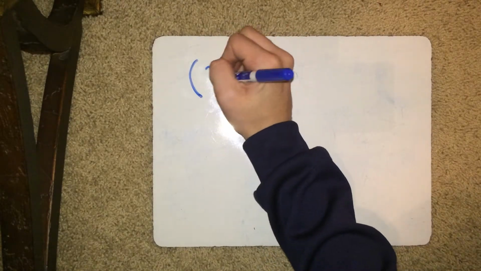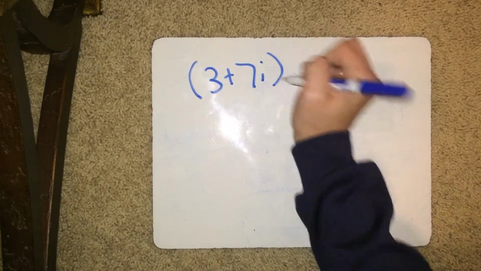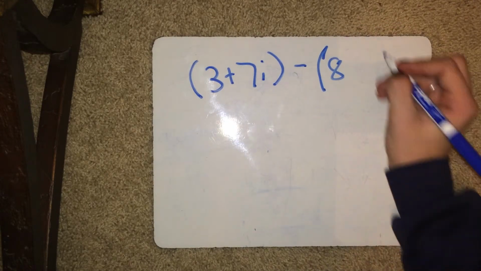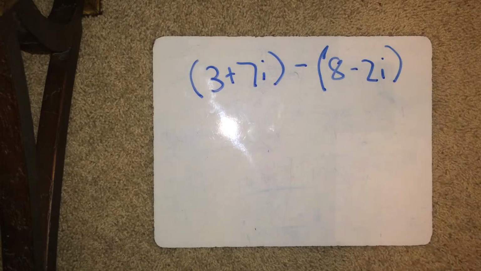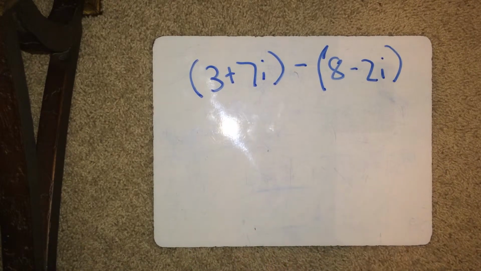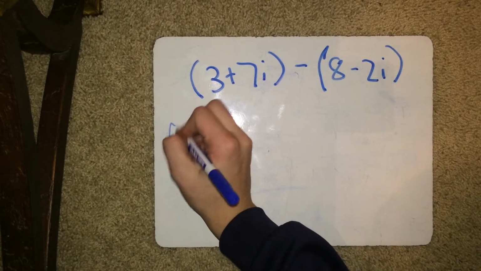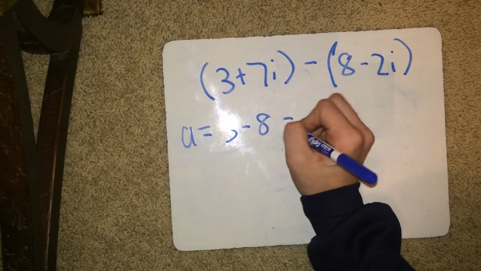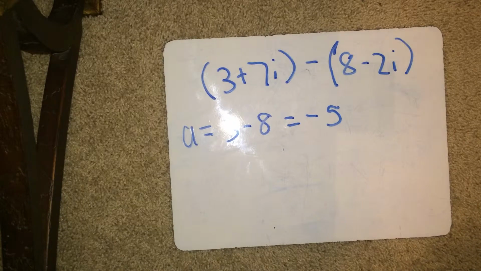Now with a subtraction problem, we're finding the differences of complex numbers. It's the same, but it's just going to be subtraction. So with this problem, 3 plus 7i minus 8 minus 2i. Again, we're going to combine like terms, so the 3 and 8 are like terms, and then 7i and the negative 2i are like terms. We're going to first combine the real numbers, which would be the a. So 3 minus 8 equals negative 5, so a equals negative 5.